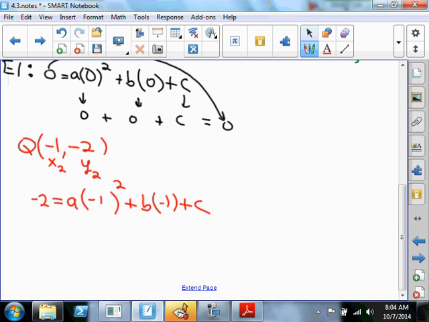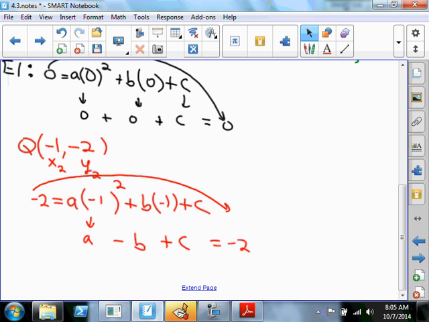Well, here we are, day 2 at the hotel. We're going to simplify this first term. Negative 1, the quantity squared, is positive 1, and 1 times a gives us a. Negative 1 times b gives us negative b. And c is c. And then I'm going to take this negative 2 and bring it all the way down here on the end, so that all equals negative 2. Okay. We okay so far?